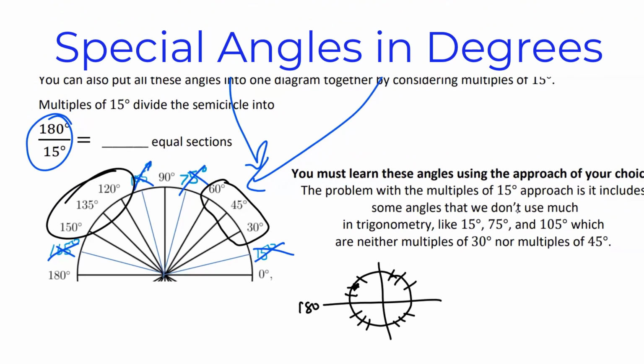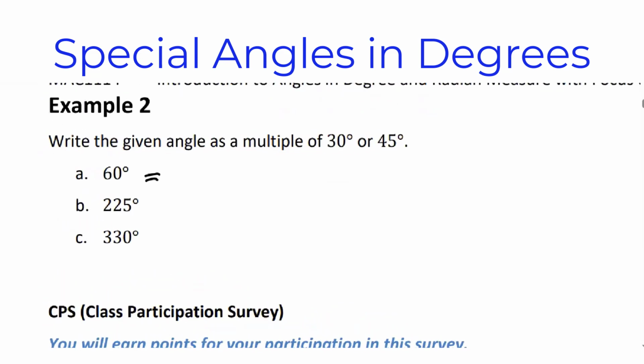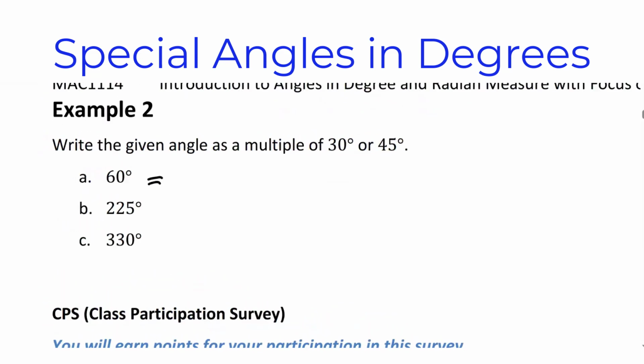From day 1, you need to start familiarizing yourself. If you can recognize what multiple of 30 or 45 you have, you can draw a picture of it. So let's write each of these angles as a multiple of either 30 or 45, or both. What about 60? Is it a multiple of 30 or 45? 30. It's just 30 degrees times 2, right? What about 225? The multiple of 45, right? What multiple of 45 is it? 5, good. How about 330? 30 times what? 30 degrees times 11.